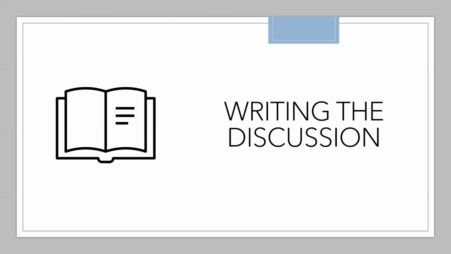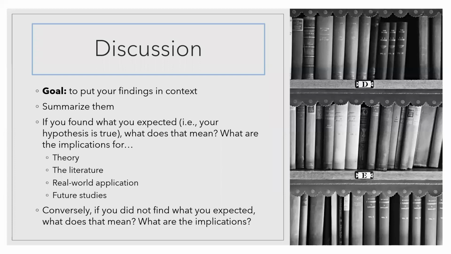Next, let's move on to writing the discussion portion of your paper. The goal in your discussion is to put your findings in context. This is where you interpret your results, not in the results section. First, I recommend that you briefly summarize your results. Don't reference your actual values here, that's not necessary. Just say what you found. So for example, group 1 was higher than group 2 on the measure of X construct.